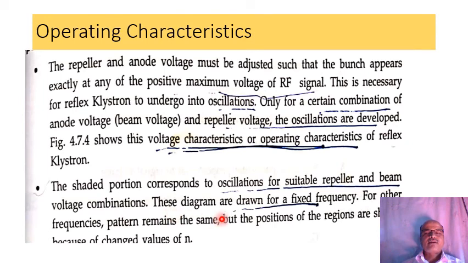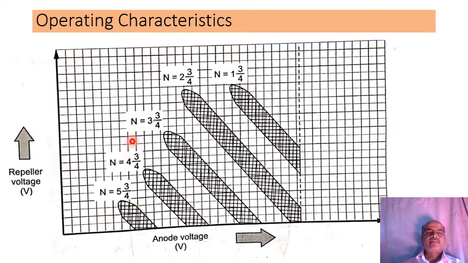These diagrams are drawn for a fixed frequency. For other frequencies the pattern remains the same, but the positive regions are shifted because of a change in the value of n. So we will observe the operating characteristics. These are the operating characteristics curves for the reflex klystron. This is the repeller voltage. We are varying the repeller voltage, and this is the anode voltage. So these are the operating characteristics of the reflex klystron.